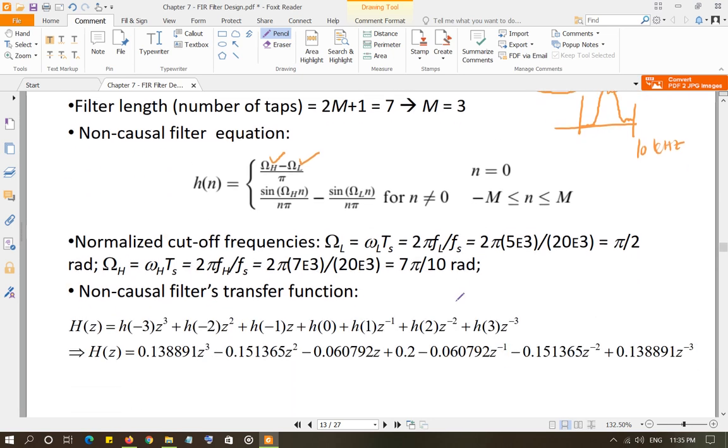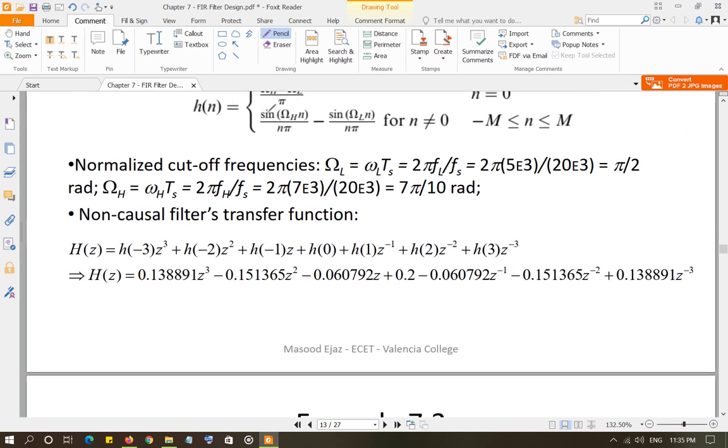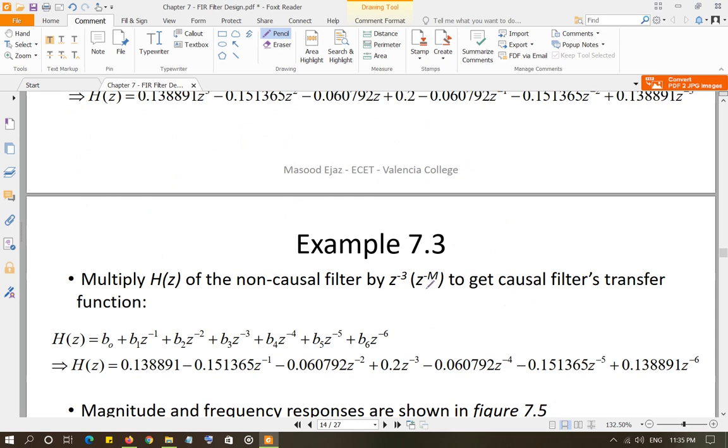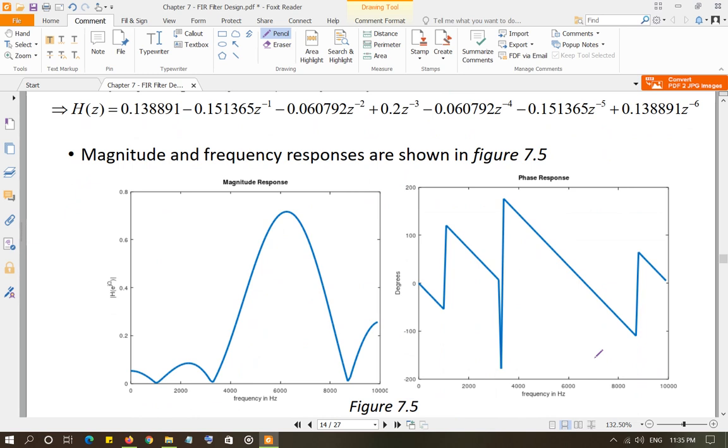Okay, so first we're going to calculate omega H and omega L. We know FH and FL. So we calculated those two things. Then we used the filter response equation, first calculated the non-causal coefficients, and then multiplied that by z to the power -3 to calculate the causal coefficients. And then from there we plotted the magnitude response and phase response.